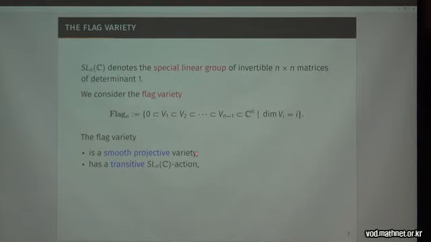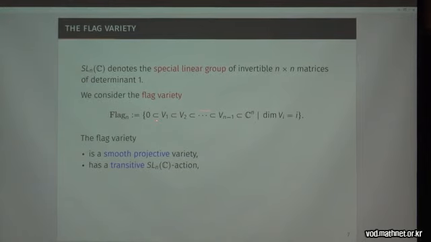And so if I have two flags, I can refine these flags to a basis, taking the first basis vector, the second one, etc. And then there'll be an element of SLN that takes my one flag into the next one. So this has a transitive SLN action.